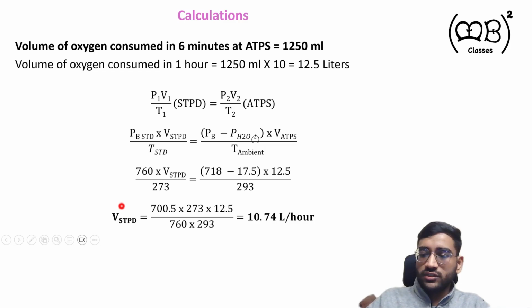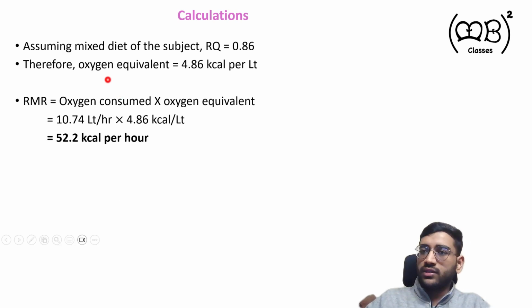From this volume of oxygen consumption, now we want to go into the energy. We require the energy equivalent, the oxygen equivalent, which would be based on the diet of the individual. The RQ of a mixed diet, which we assume the patient is on, is 0.86. Therefore, oxygen equivalent would be 4.86 kilocalories per liter and the resting metabolic rate would come out to be 10.74 liters per hour of oxygen consumed into the energy equivalent. The energy equivalent is 4.86, which gives 52.2 kilocalories per hour.